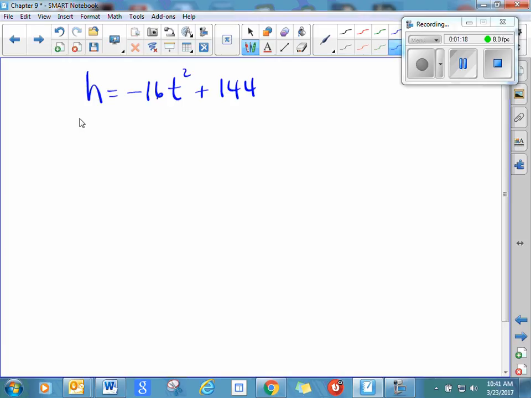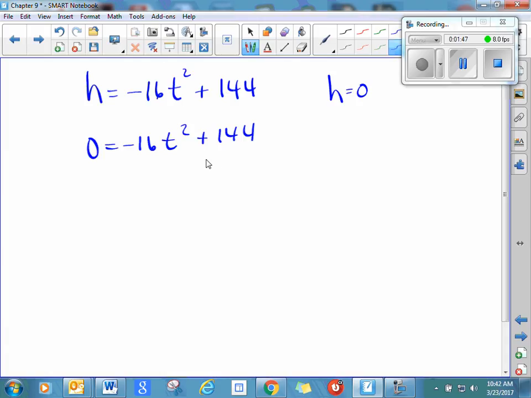Well, anytime you see the words hit the ground, on the ground, be level with the ground, anything like that, your h is going to be 0 because your height above the ground is nothing. You are not above the ground. Your h is 0. So once we plug in 0 for this equation and solve for t, we can find out the answer to the question. So basically, we're going to solve for t.